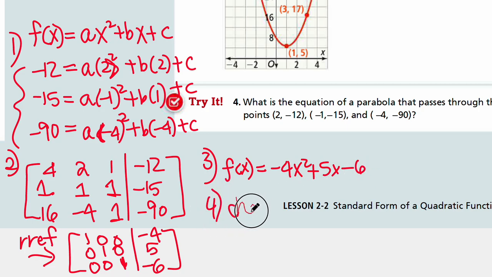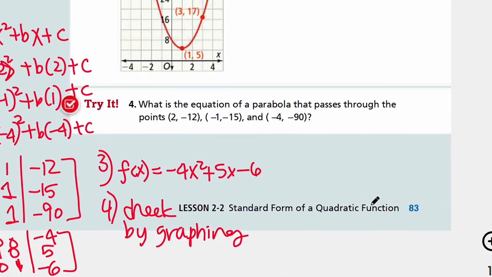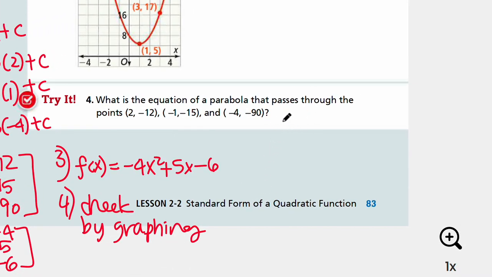And then check by graphing is your last step. Make sure all the points that are given are in your graph, okay? So yes, what is the equation? That would be f of x equals -4x squared plus 5x minus 6.